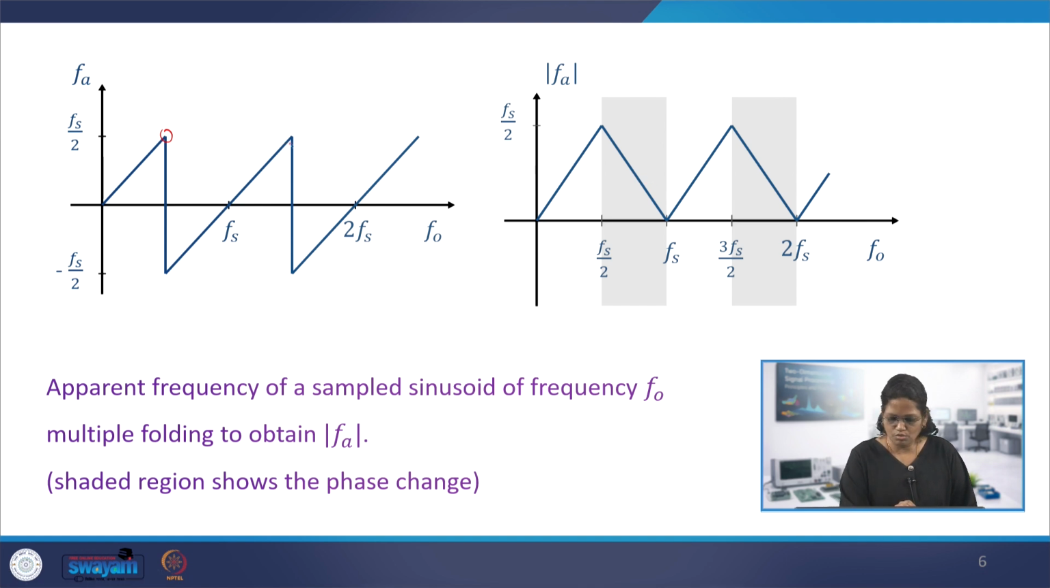Also from Fs to 3 Fs by 2 there is no case of phase reversal, but from 3 Fs by 2 to 2 Fs, again the phase reversal would occur. So, these shaded areas show the phase reversal details. That means the frequencies lying in these regions need the phase reversal. So, the apparent frequency can be visualized like this: a sinusoid sampled at some Fs yields the samples, and whether there is aliasing or not, whether we followed the sampling theorem, determines what the resultant frequency would be. That we would see through an example.